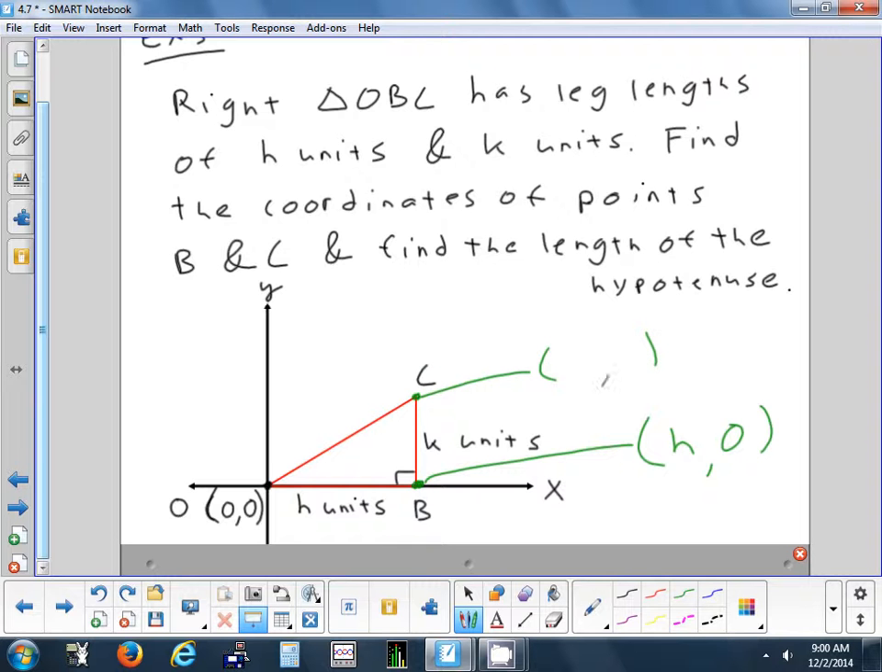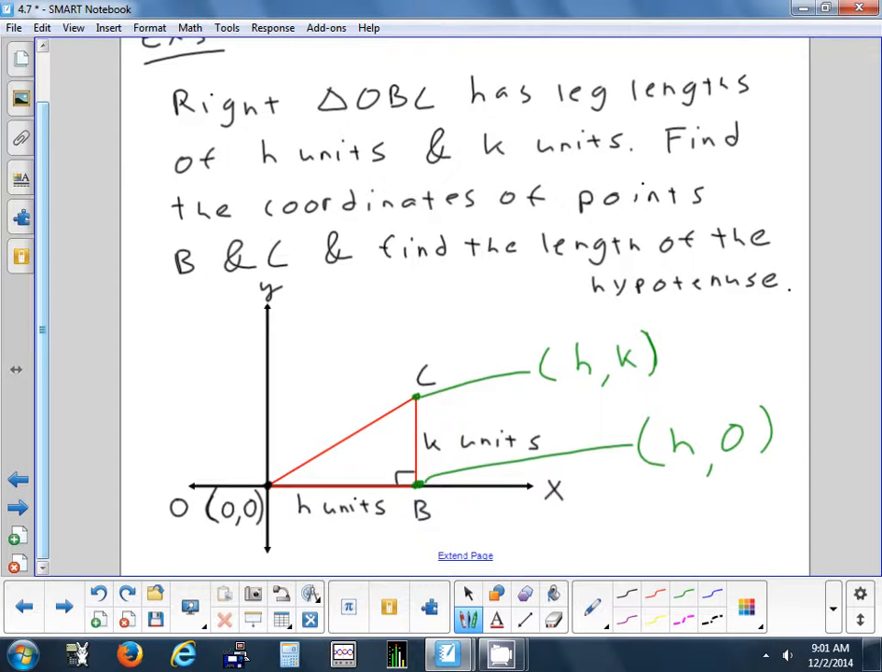Right, now let's write the coordinates for C. Start with how far over you went, and then how high up you went. Selena, how far over did we go to the right to get to C? Yeah, we go over the same amount. B and C are in a vertical line, so they both have the same x coordinate. How high up? Yeah, we go up k. So the coordinates for C are h, k. Any questions on your coordinates?